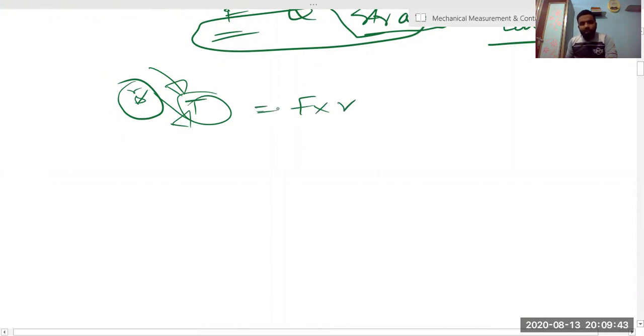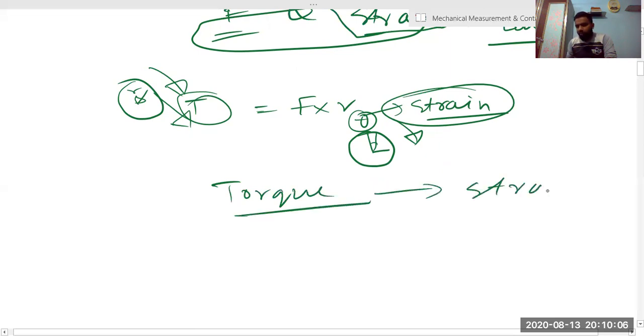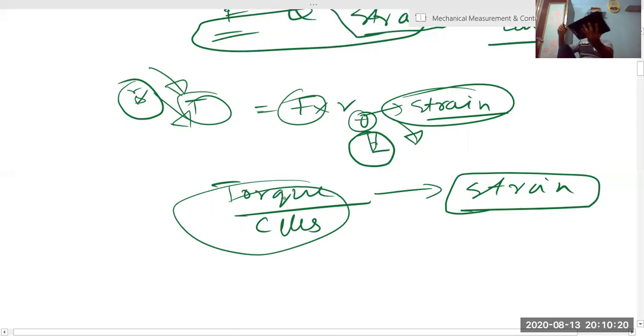Whenever there is some kind of a turn, there will be some kind of a twist. Suppose this is twisting at an angle theta. This twisting, which we have studied in torsion, will also induce some kind of strain. So whenever there is a couple or torque, automatically there will be strain induced, because torque is related to force. So this strain principle is also used to measure the torque, and such kinds of gauges are called torque cells.